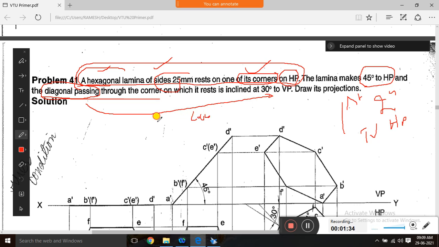Clear? And you will get a beta angle. So finally you will get the beta angle. You have to find out the beta angle. That is the locus method, because this problem is based on the diagonal passing through the corner on which it rests, the corner on which it rests.